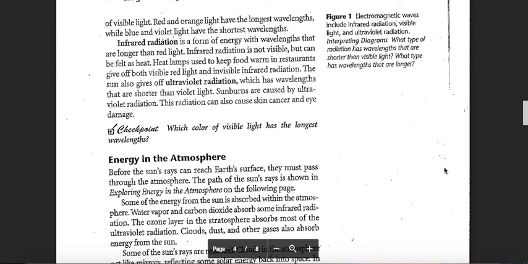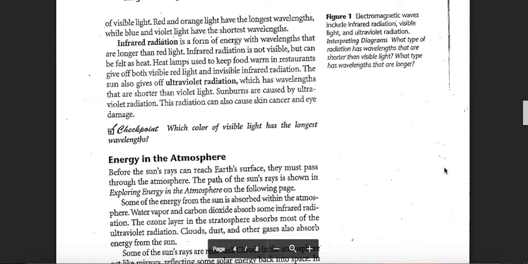Infrared radiation is a form of energy with wavelengths that are longer than red light. Infrared radiation is not visible, but can be felt as heat. Heat lamps used to keep food warm in restaurants, or the school cafeteria, give off both visible red light and invisible infrared radiation. The sun also gives off ultraviolet radiation, which has wavelengths that are shorter than violet light. Sunburns are caused by ultraviolet radiation. This radiation can also cause skin cancer and eye damage.